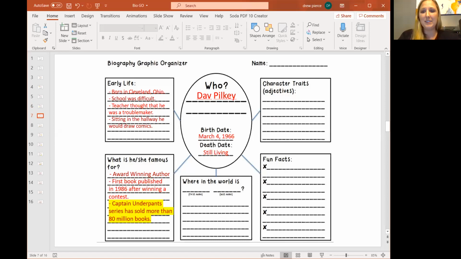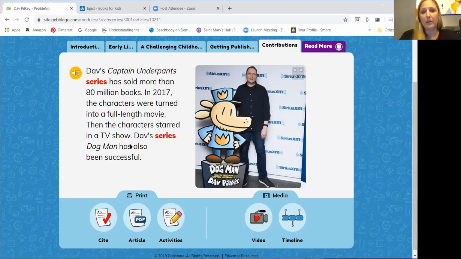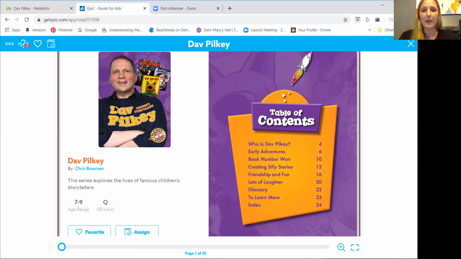Again, that's a lot. That's most of the information I'm getting from Pebble Go. So again, if you don't fill out your whole graphic organizer just because of Pebble Go, that's why I told you to look at both places. Look at Pebble Go and look at Epic. So I'm now going to go to my Epic book and open it up.